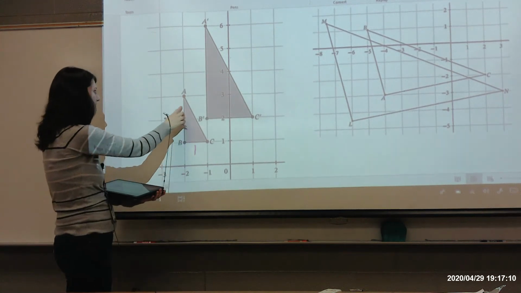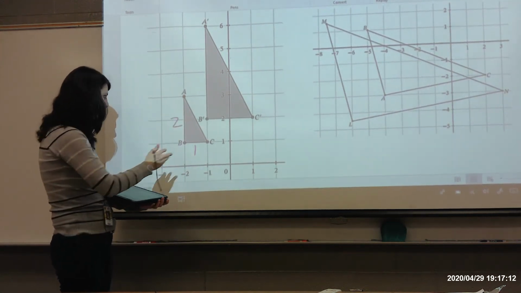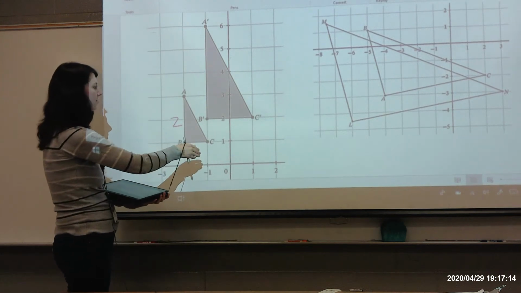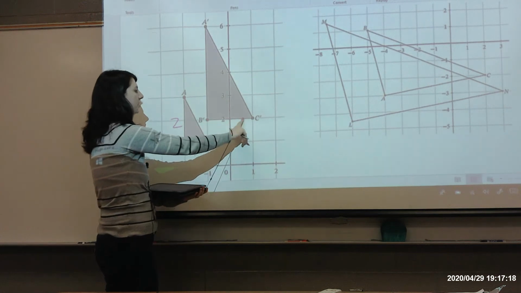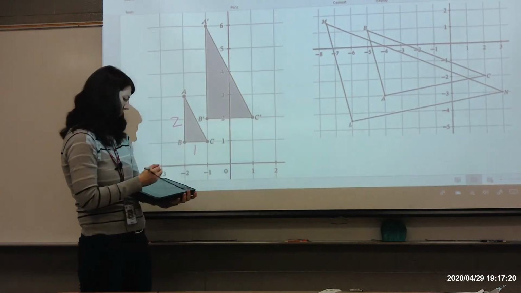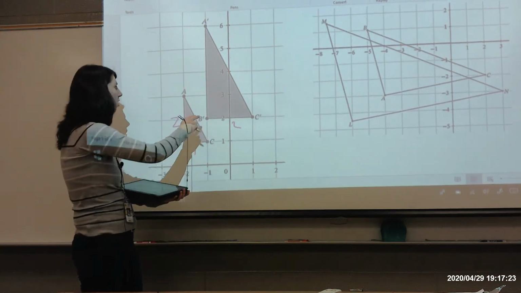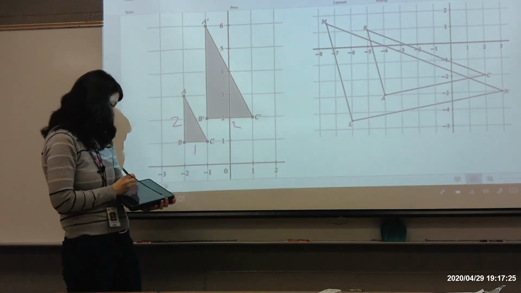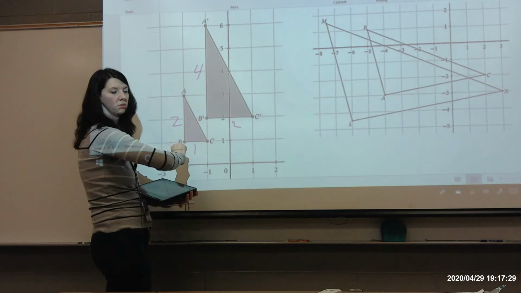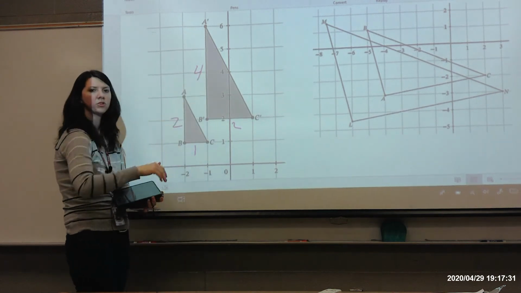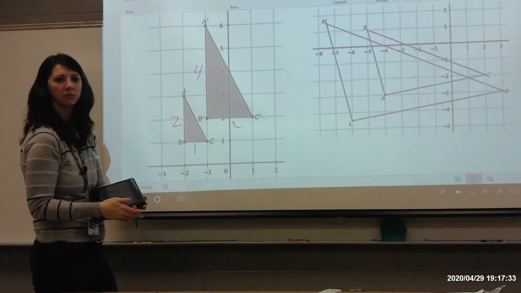This one was a length of 2. I'm not going to worry about this one right now because I would have to use the Pythagorean theorem there, okay? Let's look at this one. Our BC prime was a length of 2, and our AB prime was a length of 4. So we went from a side of 1 to a side of 2, and a side of 2 to a side of 4. So what do you think the scale factor is?